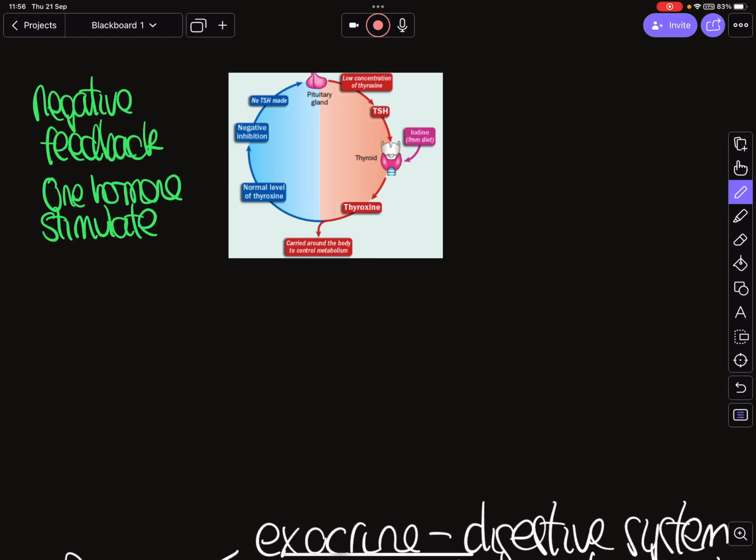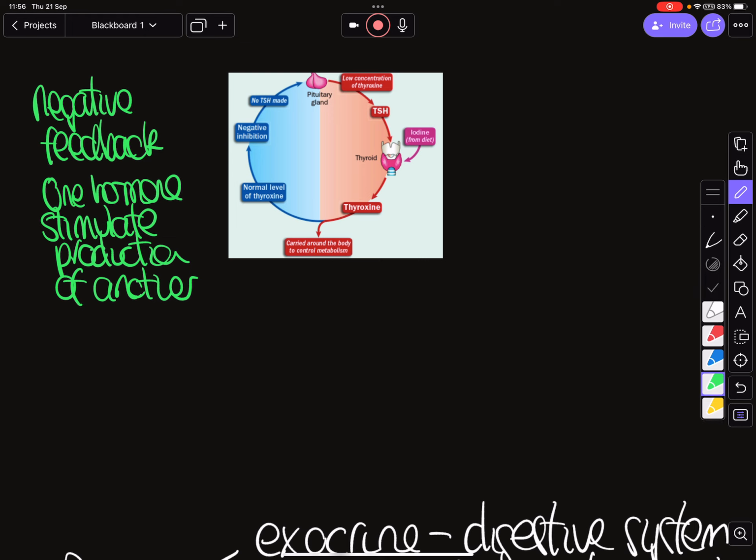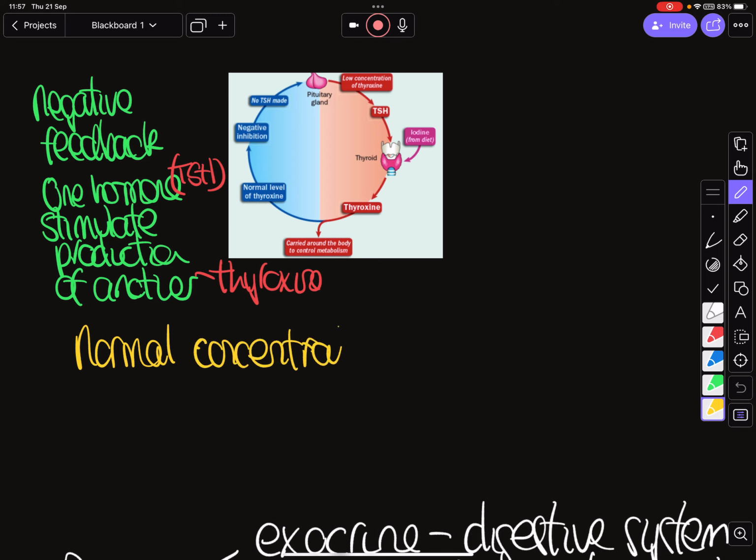So what does that mean in terms of thyroxine? We are looking at an enzyme, TSH, it's called. That's thyroid stimulating hormone, and it is going to influence whether or not thyroxine is actually produced. If you have normal concentrations of thyroxine in your blood, then you're not going to make TSH. Normal concentrations of thyroxine get no TSH. There'll be no TSH produced.